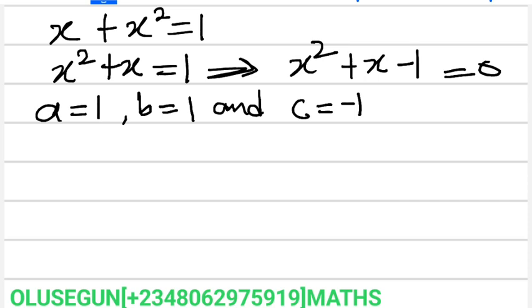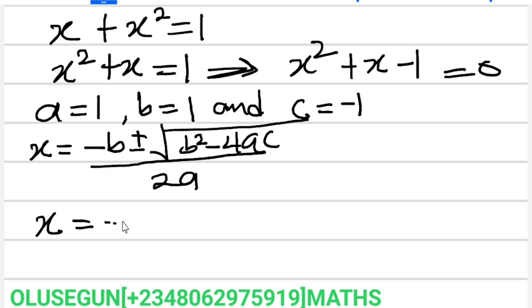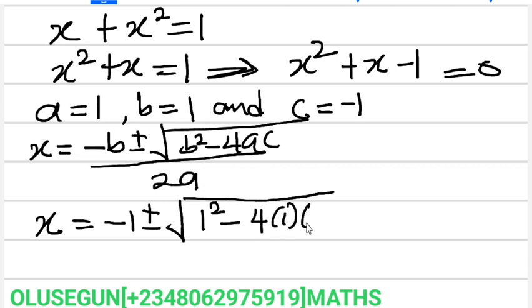So therefore, the value of c is minus 1, and x by the quadratic formula, which is minus b plus or minus square root of b squared minus 4ac over 2a. So now x will be minus b, which is minus 1, plus or minus square root of b, which is also 1, squared minus 4a, our value of c is minus 1, over 2 times 1.